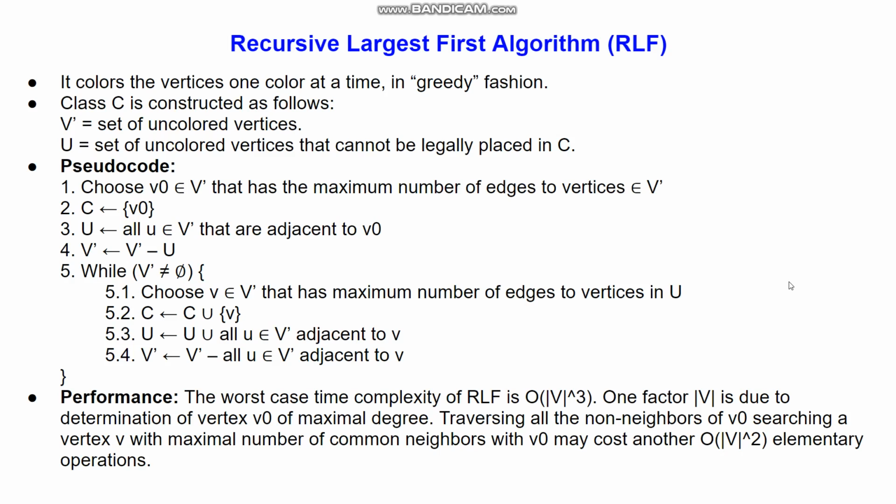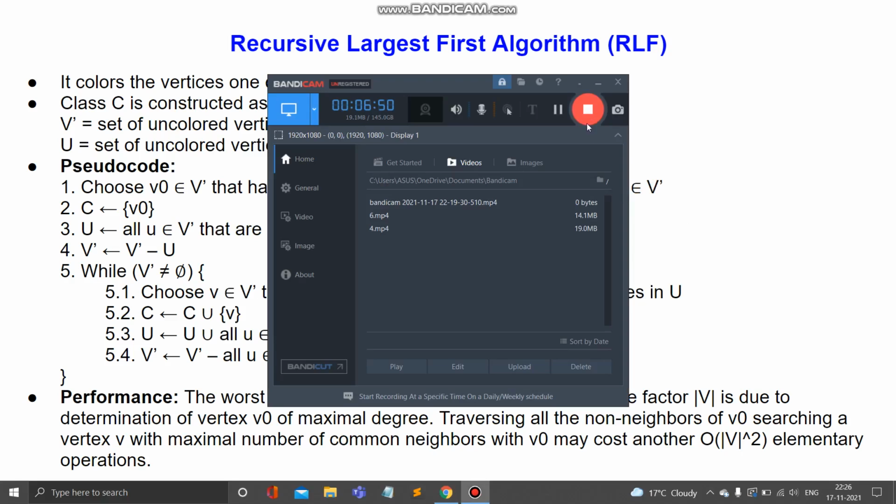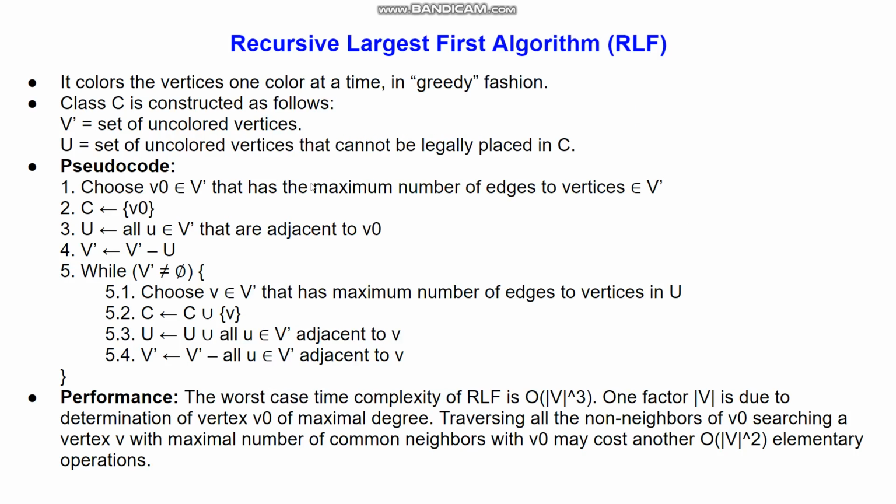Okay, so let's see the pseudocode. What we are trying to do is find a set of vertices which can all belong to a particular color set without any conflicts, right? So let's suppose V dash is the set of uncolored vertices, U is the set of uncolored vertices that cannot be legally placed in C. So we need these two particular sets, and we will divide the vertices of the graph in these two sets.